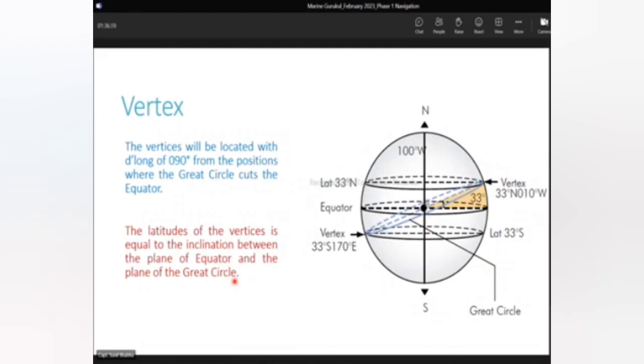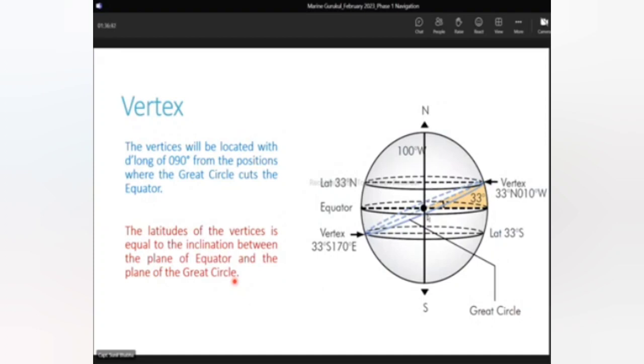Correct beta? Up to here you agree? Yes, sir. Right. Now also if you have a look, you will see that this vertex point, which is the highest latitude point, will fall exactly midway between the two equator crossing points.